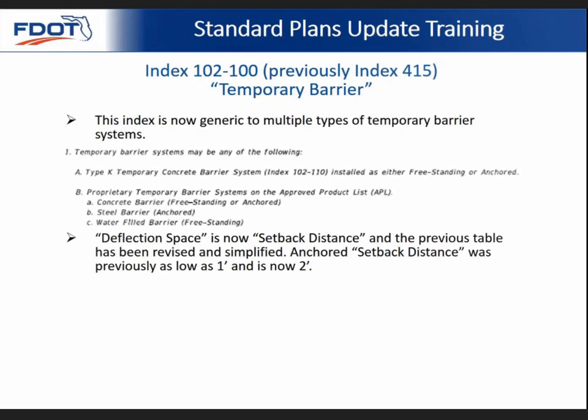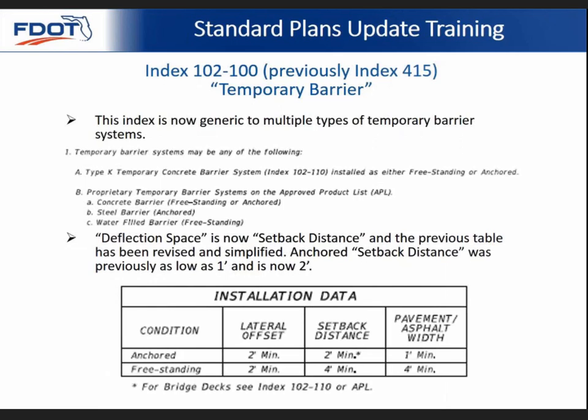The other major change in this index is that deflection space is now setback distance. The table has been updated, it's simplified. It was previously very cumbersome. And when you look here, you'll see that anchored and freestanding are now the two conditions for how to choose the setback distance, the lateral offset.